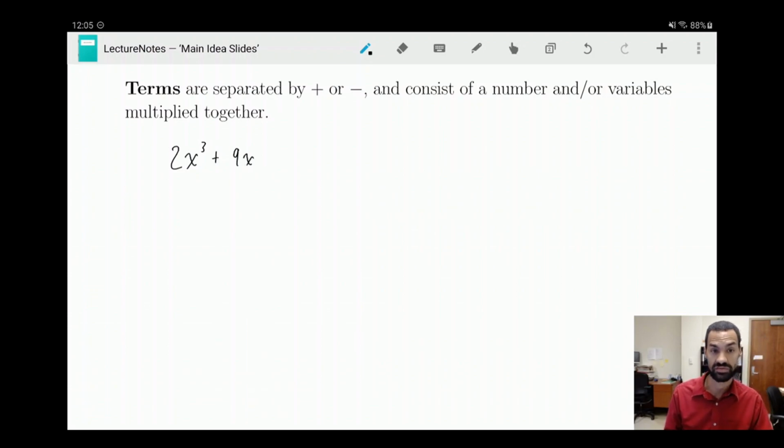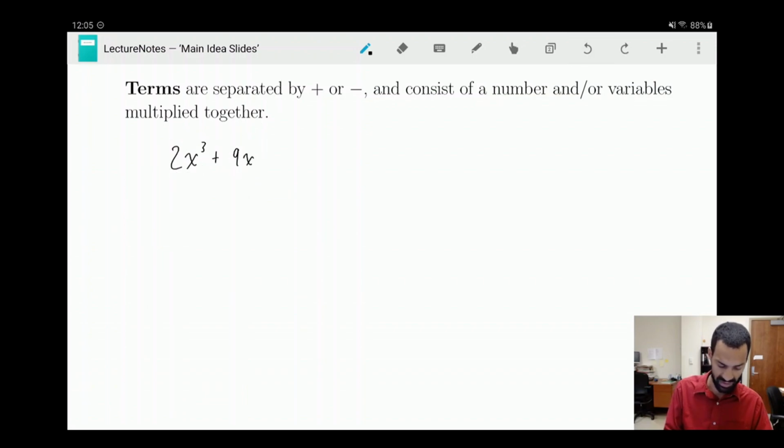Here we have two terms, right? We have 2x to the third power, we have 9x. Now each term can be broken up. We have a multiplication going on there, right? 2 times x to the third power, and we have 9 times x. But these two are separate terms.